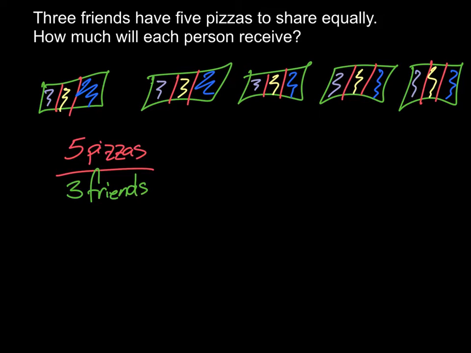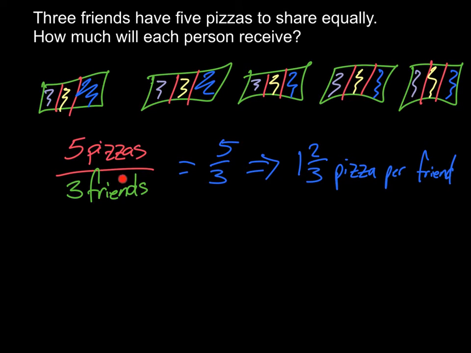As I write my fraction, I have 5 pizzas being divided by 3 friends. And you notice that I wrote the label on there. That's important because your label can help you determine what you're dividing, because you're dividing the pizzas by the friends. You're not going to divide friends by pizzas. Think about what you're dividing into what. Always include the label, and then you can simplify it.